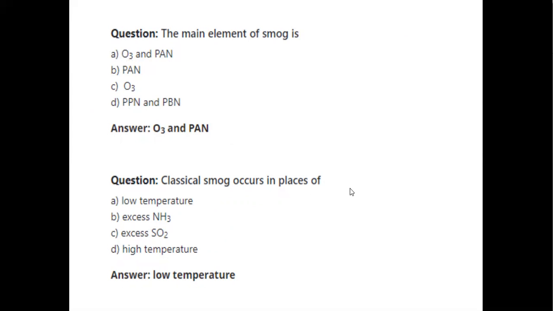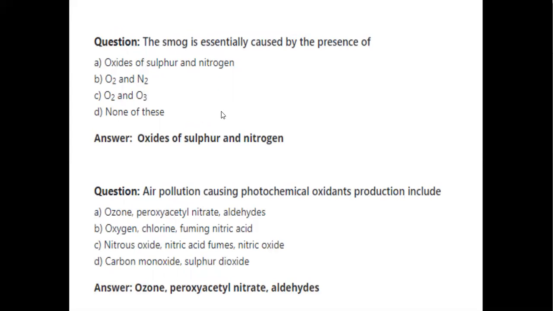Classical smoke occurs in places of low temperature or excess NH3 or excess SO2 or high temperature. So here answer is option A, low temperature. Classical smoke occurs in place of low temperature. The smoke is essentially caused by presence of oxides of sulfur and nitrogen, O2 and N2, O2 and O3, none of these. The smoke is essentially caused by the presence of oxides of sulfur and nitrogen. So option A is the right answer.